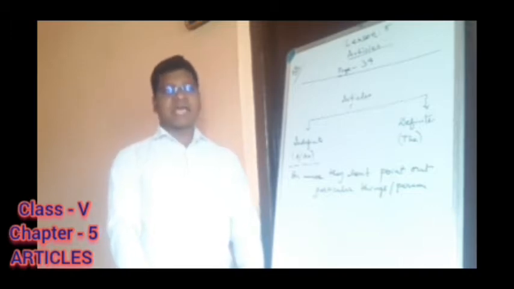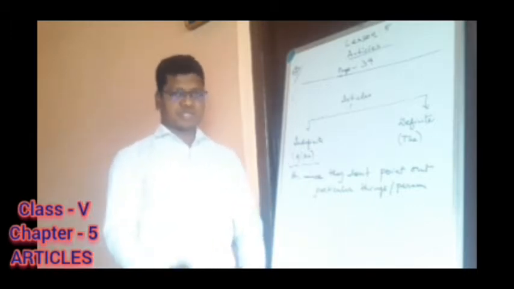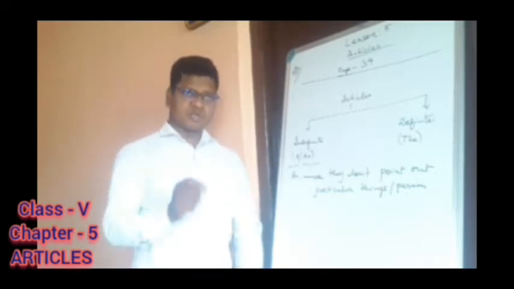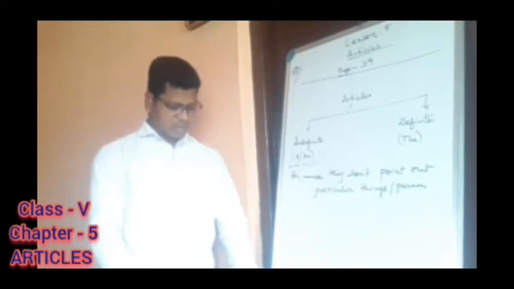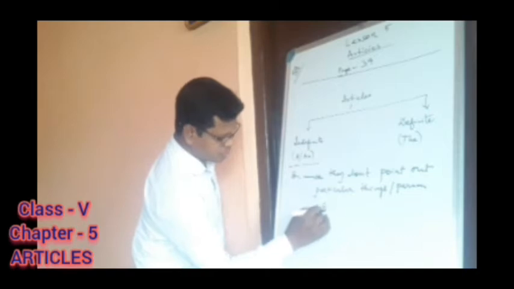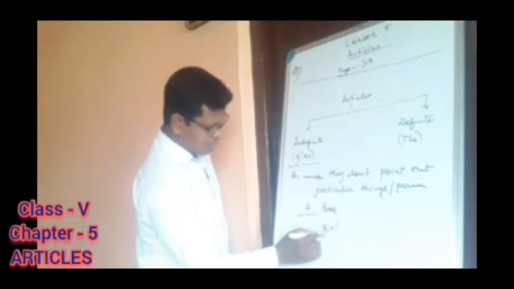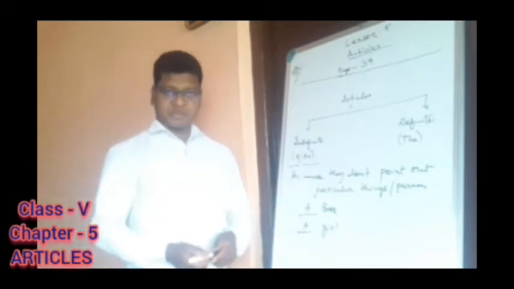These two, a or an, are called indefinite articles because they don't point out any particular person or thing. Just like when we say book, it can be any book. There are quite many books. So before the word book, we will write a. When we say a girl, here also the same. These words are not pointing out any particular person or thing.